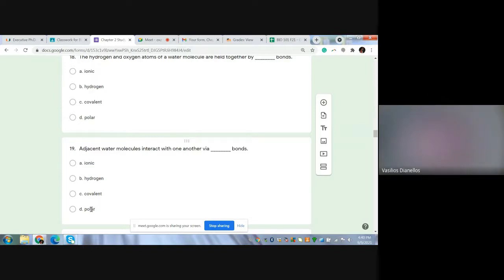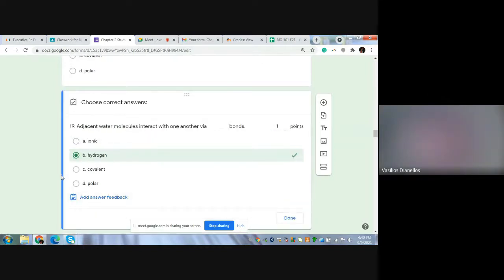Some people did put polar for this, and I like that. I mean, it's the wrong answer, but at least you're on the right track. Because remember, the fact that water is a polar molecule is what allows those hydrogen bonds to happen, because there's an unequal sharing of the electrons, because the electrons hang out more towards the oxygen than they do the hydrogen. So any questions about 18 or 19?